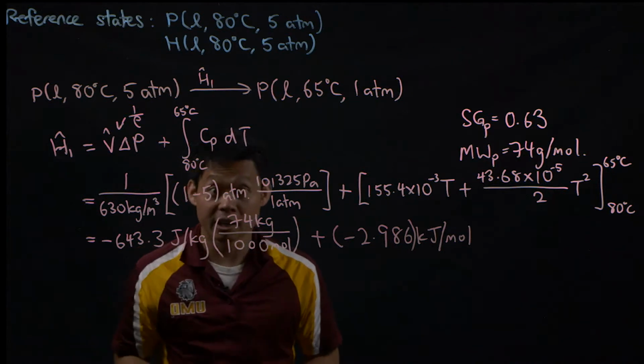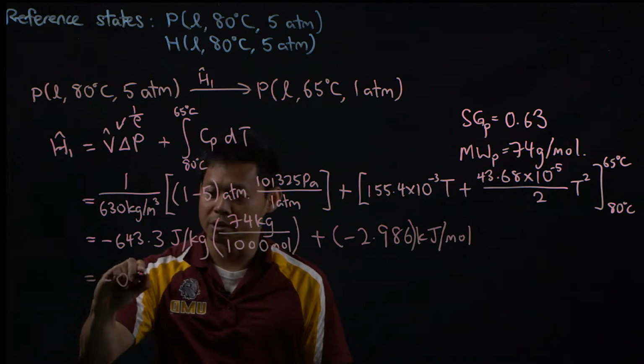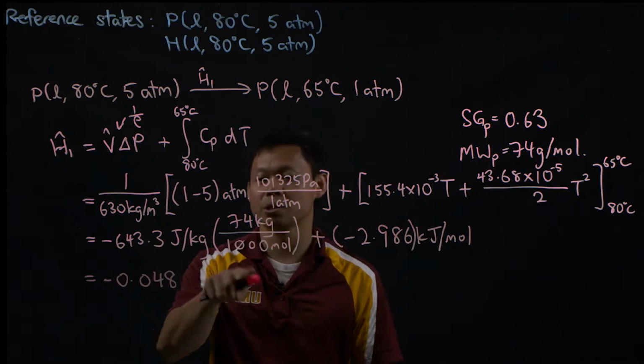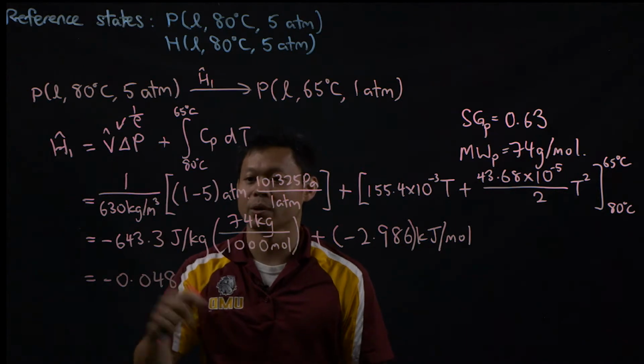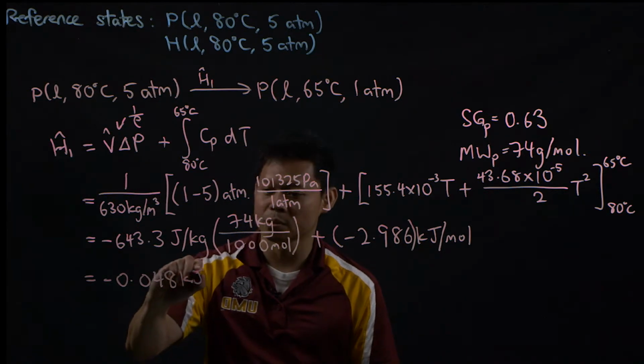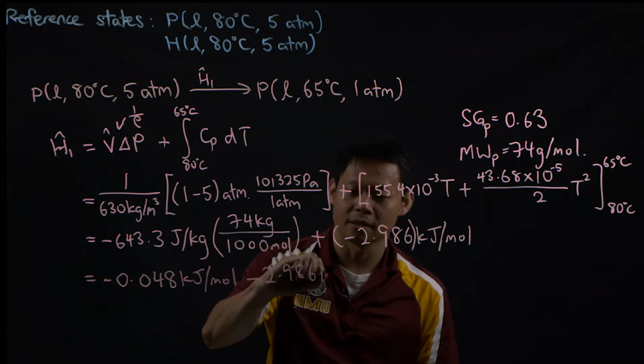All right, evaluating this math down here, doing one more step, minus 0.048. So when I multiply, this is going to be joules per mole, so I have to divide that by 1,000 again, and that's how I get 0.048 kilojoules per mole minus 2.986 kilojoules per mole.